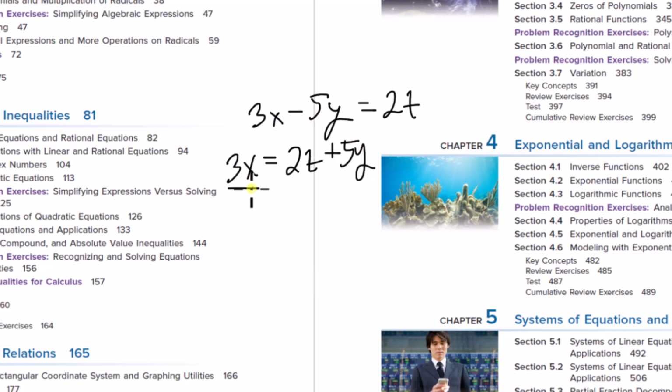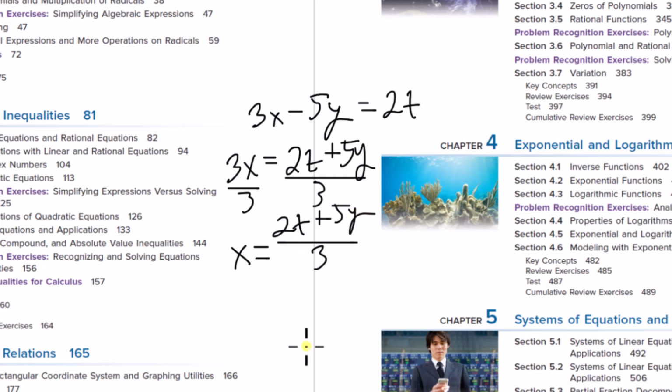Add 5y to both sides. Now divide both sides by 3. And there you go. I just solved a linear equation in 3 variables. You see what I mean by the mechanics are no different?